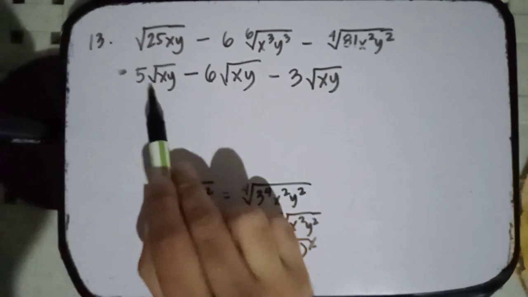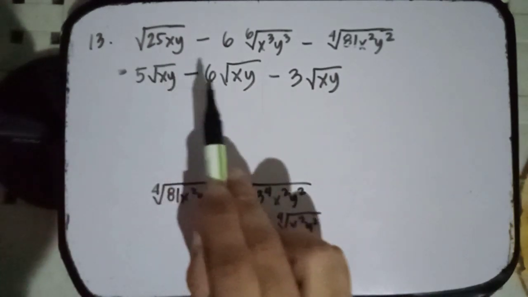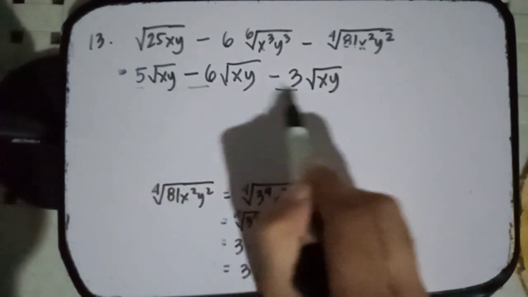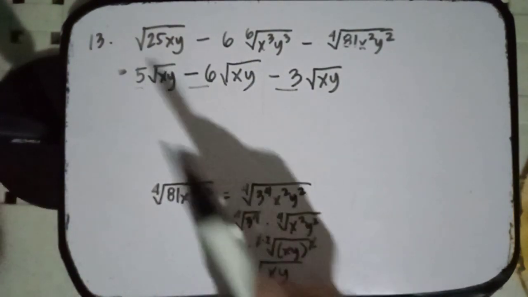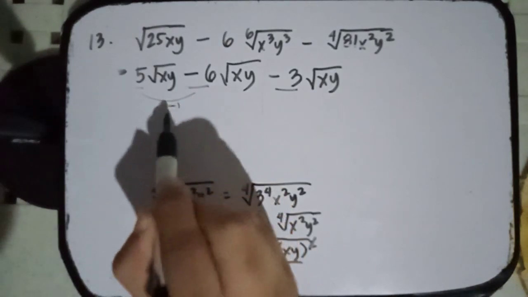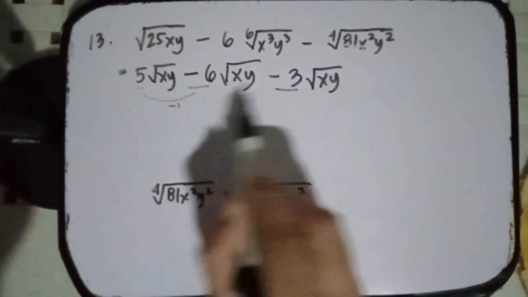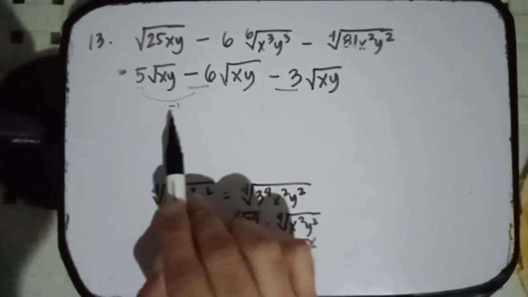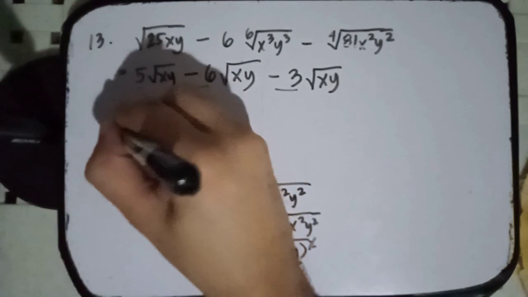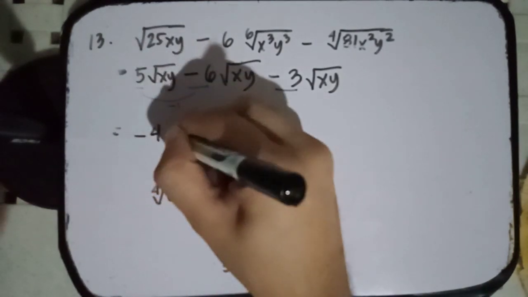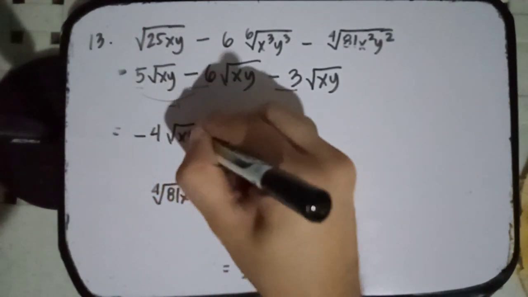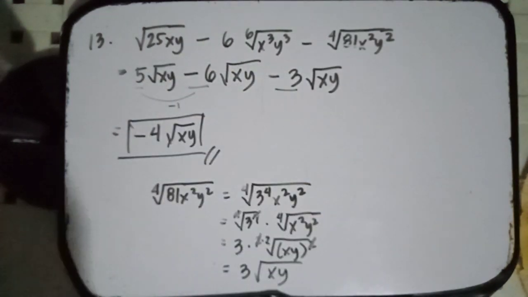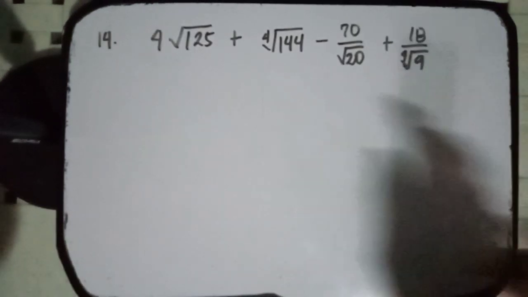Alright, and since parehas silang may square root of xy, pwede na nating pagsamahin tong tatlong to. So 5 minus 6 minus 3. So 5 minus 6 is negative 1, then minus 3, since parehas silang negative, you have to add, then copy their sign. So 1 plus 3 equals 4. Kaya ang sagot po ay negative 4 square root of xy. And this is the answer. Ayan. Okay, we're down to the last one.